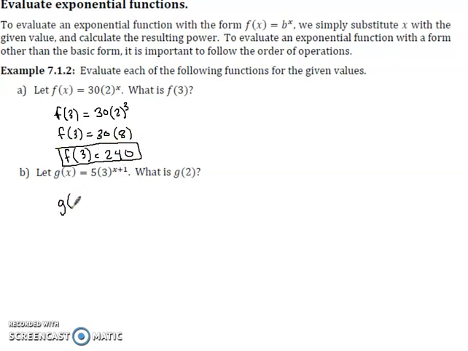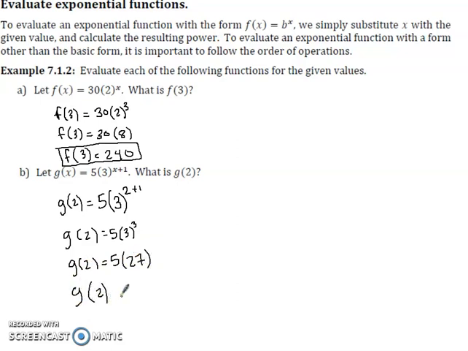And for b, g of 2, I'm going to follow a similar procedure. 5 times the base of 3 to the power of 2 plus 1. So g of 2 is 5 times 3 to the power of 3. G of 2 is 5 times 27. G of 2 is going to be 135. So all we did is we plugged in that value of 2 and solved.